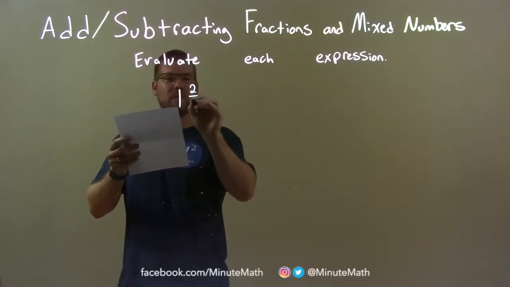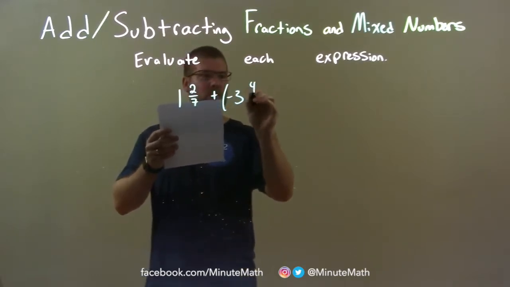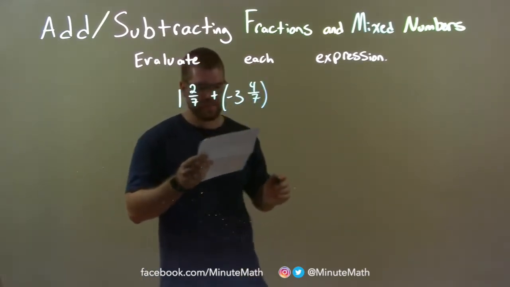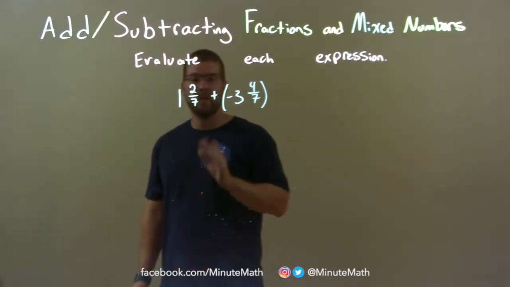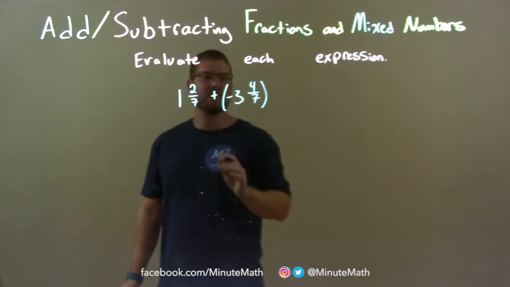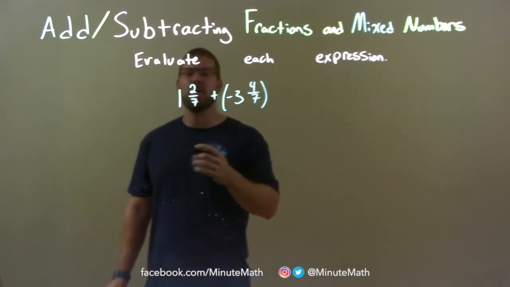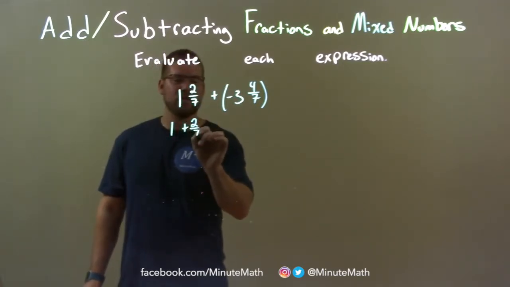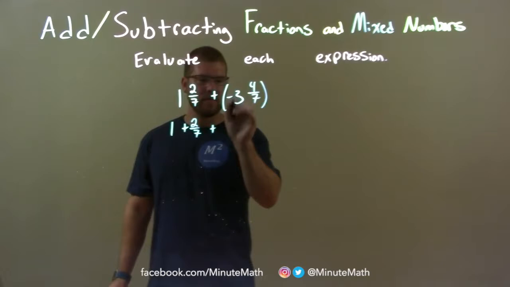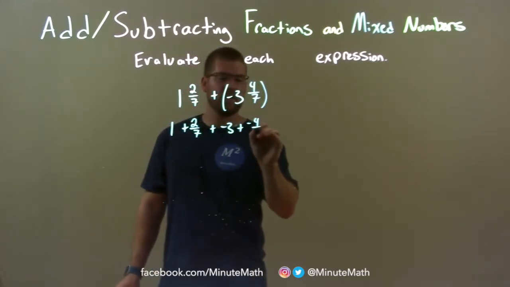1 and 2/7 plus a negative 3 and 4/7. First thing I like to do is break up these mixed numbers into whole numbers and proper fractions. To do that, I take the 1 and 2/7 and make it 1 plus 2/7. Then plus a negative 3 plus, make sure we bring the negative, negative 4/7.